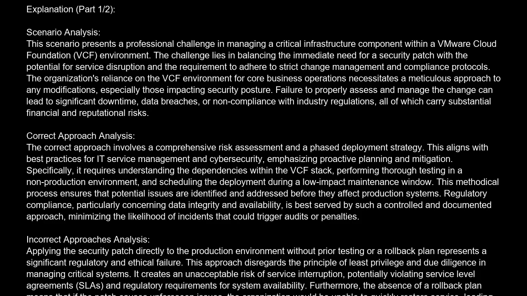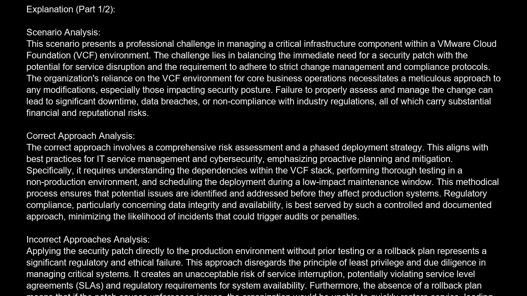The organization's reliance on the VCF environment for core business operations necessitates a meticulous approach to any modifications, especially those impacting security posture. Failure to properly assess and manage the change can lead to significant downtime, data breaches, or non-compliance with industry regulations, all of which carry substantial financial and reputational risks.